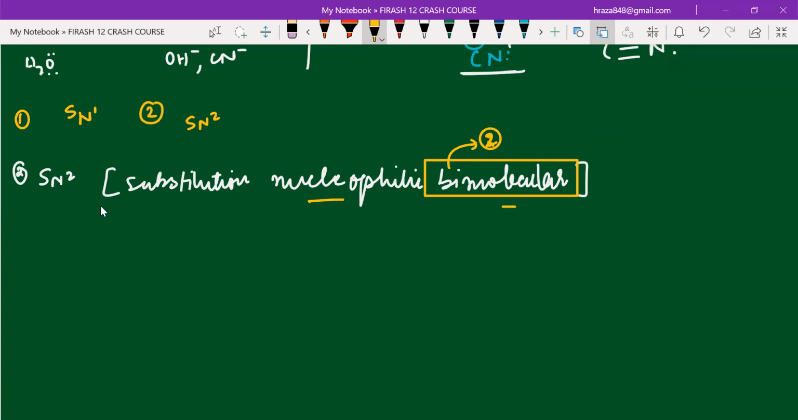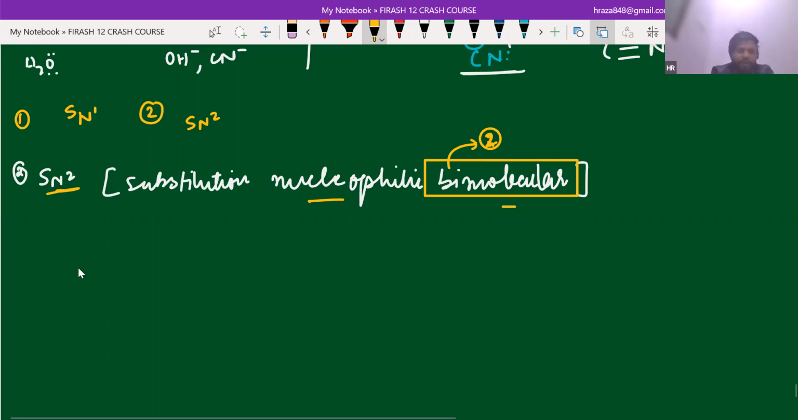Yes, sir. This SN2 is basically bimolecular. That means two molecules will be reacting with each other. Now I'm going to show you this reaction. As you can see, this is your OH minus. Can you tell me what it is? It is a nucleophile, and there is CH3Cl.